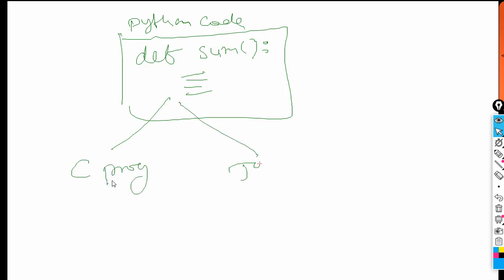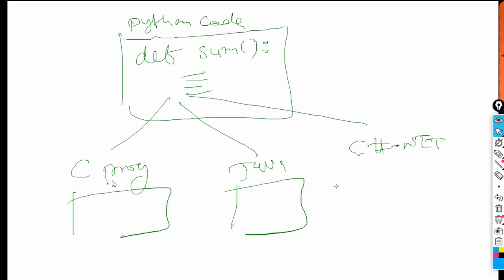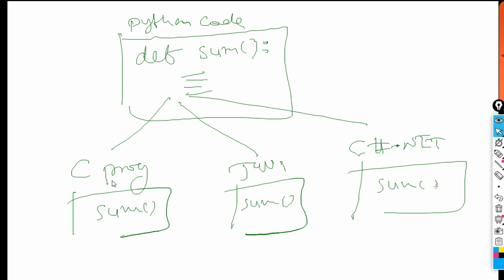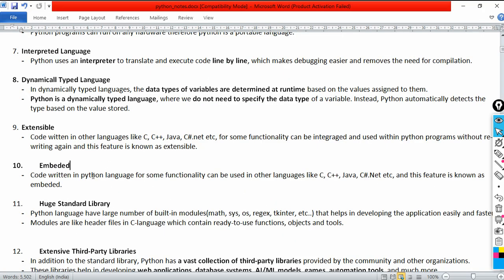You can use it in a Java program. You can use it in a C#.NET program. Okay, like this in any language you can use this particular sum function written in Python. This advantage is called embedded. So I repeat, code written in Python can be used in other languages without writing again, and this feature is known as embedded. Okay, right. This is another advantage.